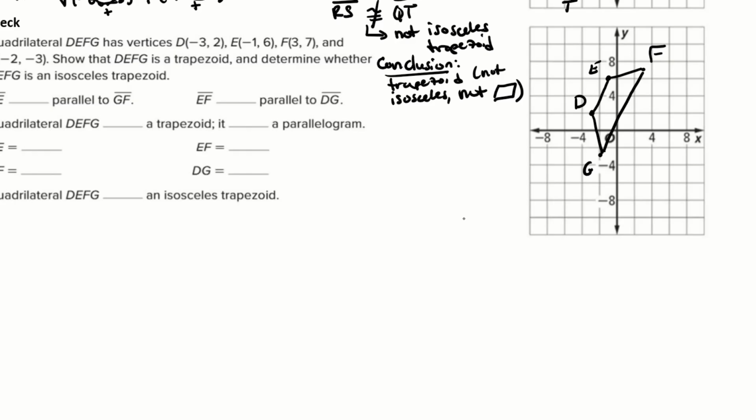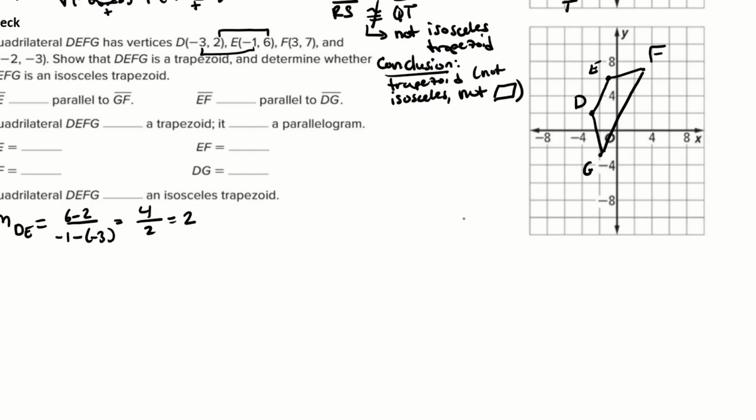Okay, so that's how it looks. Now let's see if DE is parallel to GF. We need to find the slope of DE. Again, we're going to subtract the y coordinates. Let's subtract the x coordinates. We got 4 over, this turns into a positive, so negative 1 plus 3 is 2. All right, so we get positive 2 for the slope.